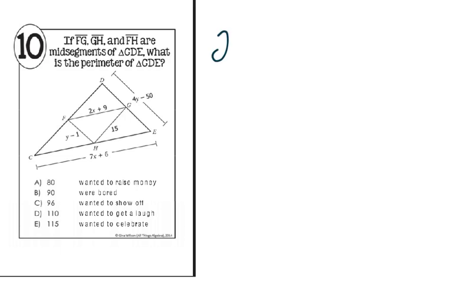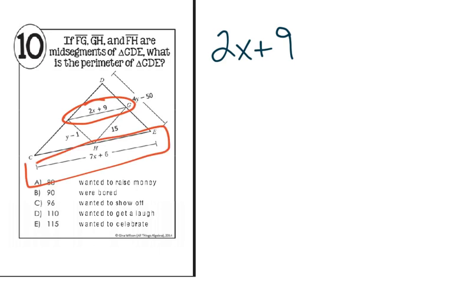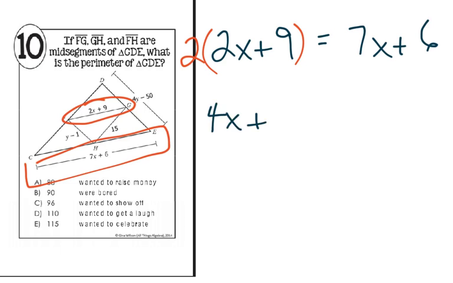So I know that 2 of these, 2x plus 9, would equal 1 of this. So 2 of them equals 7x plus 6. So 2 of these would be 4x plus 18 equals 7x plus 6. And then you're just going to solve.